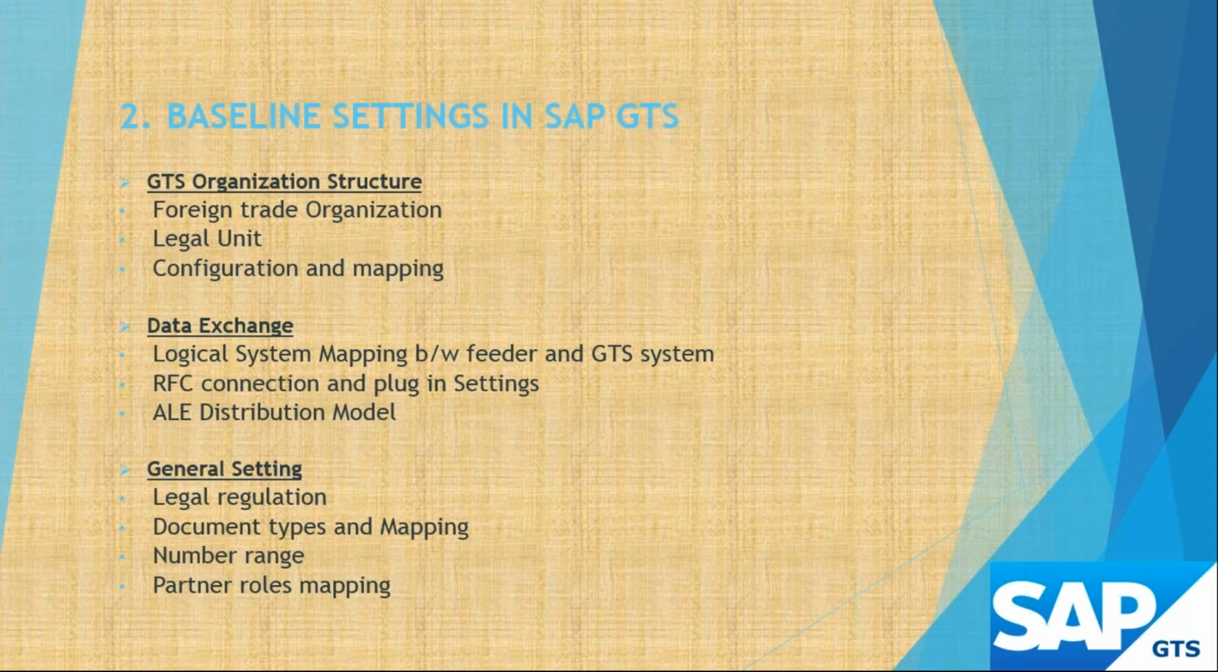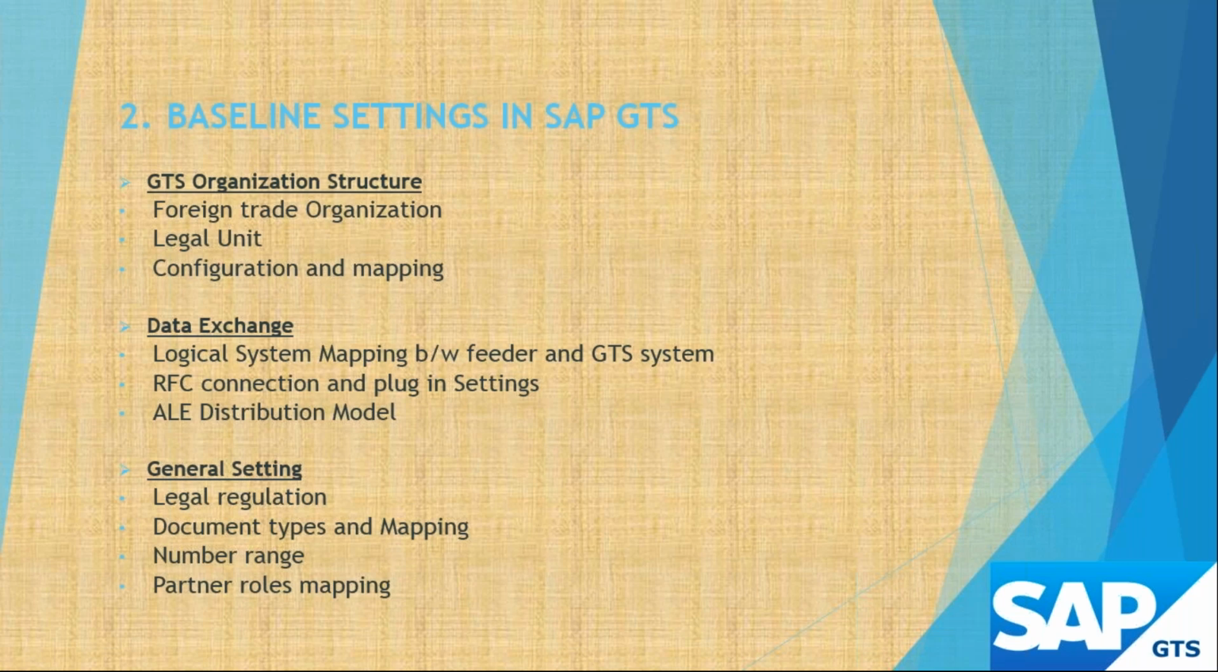data exchange part. Now coming to general settings, here I will be covering all the prerequisites that we need before we move on to the subcomponents of the GTS, like compliance management or customs management. There has to be a legal regulation that has to be defined. So what exactly is the legal regulation from a business perspective? I will tell you about document types, what the document type controls and the mappings are, which are done from ECC to GTS, which are the documents that have to be interfaced to the GTS.